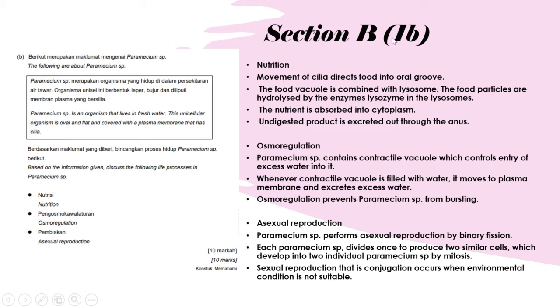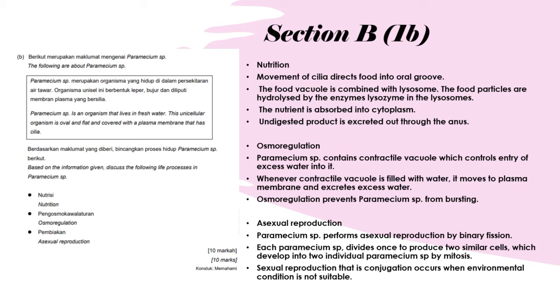Now we go to section B, question 1B. The following are about paramecium species, right? So the statement given here is about the paramecium. Based on the information given, discuss the following life process. You have to explain the life process in the paramecium species. Make sure you can remember the structure of the paramecium. How does it look like?